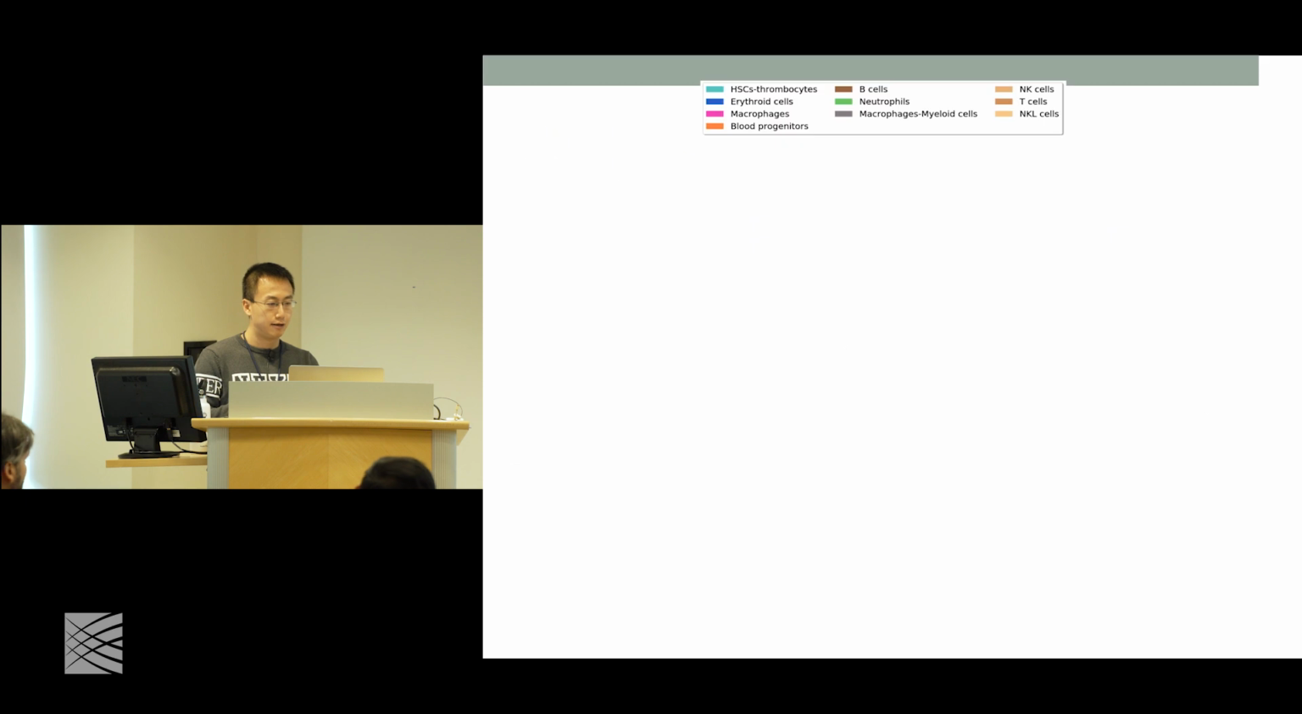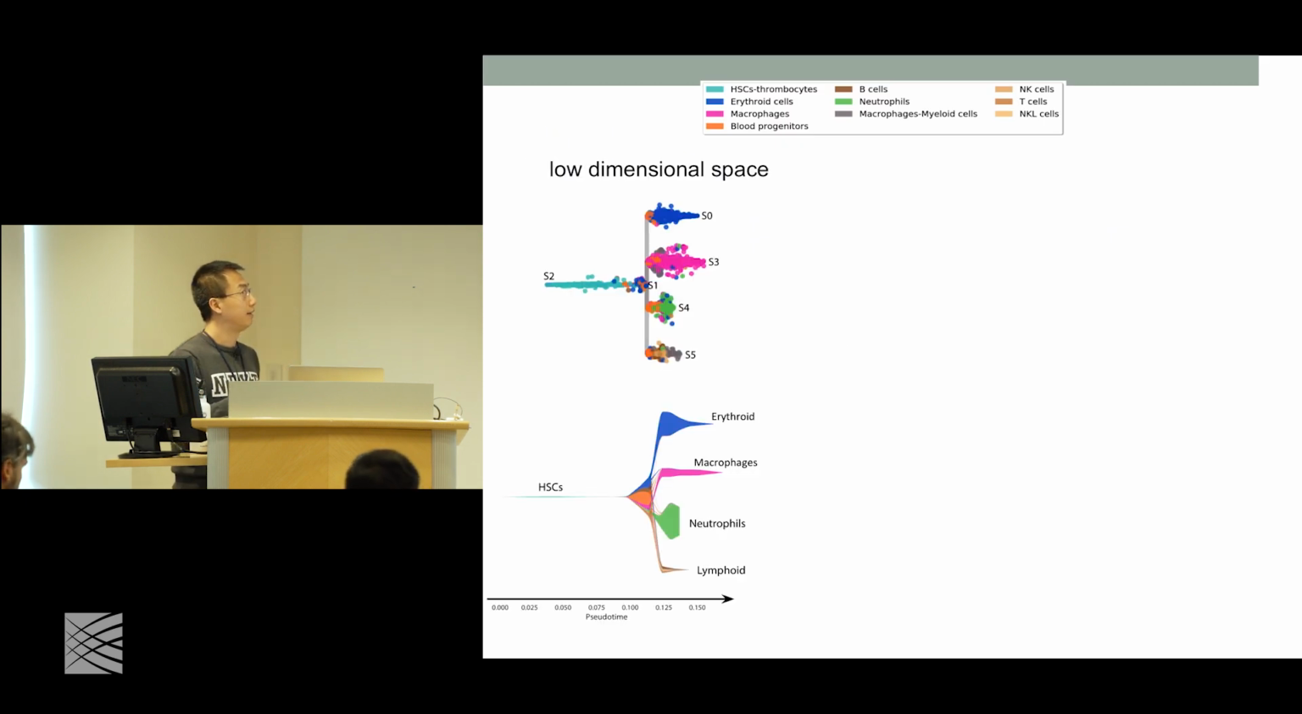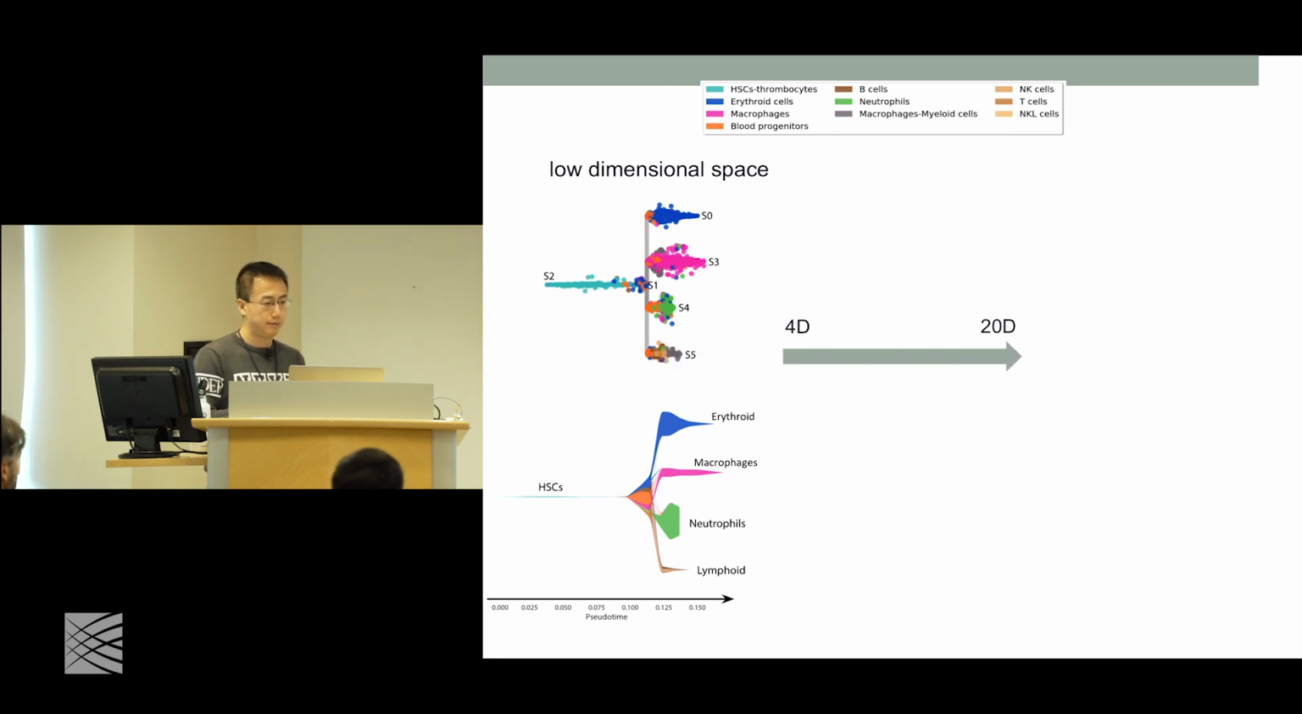So I will show you some results here. This is what we can get in the low dimensional space. But when we increase the dimension from 4 to 20, if we use the simple seeding strategy, the branches will explode and it will look very messy. What we want to do here is pull out more detailed branches, but in the meantime, we want the structure to still be maintained.